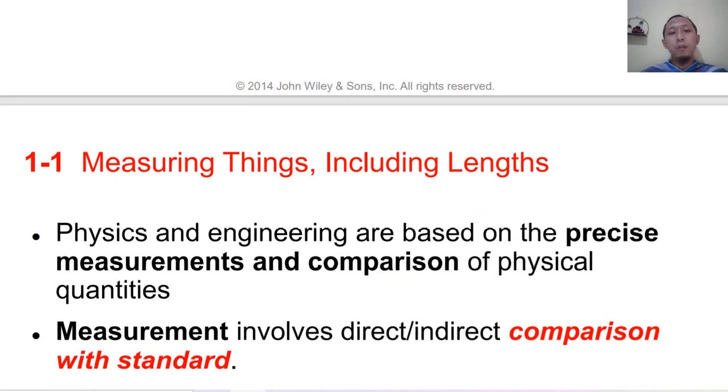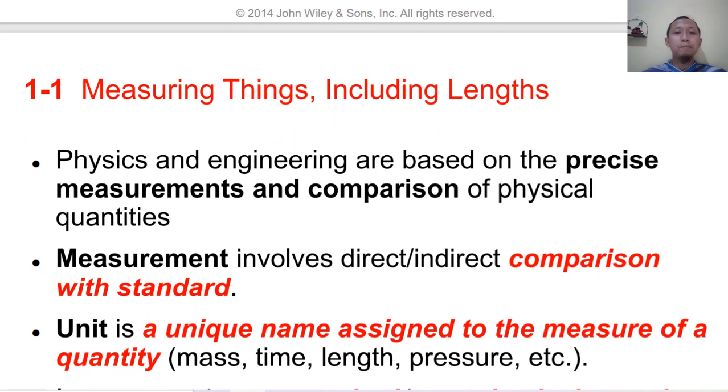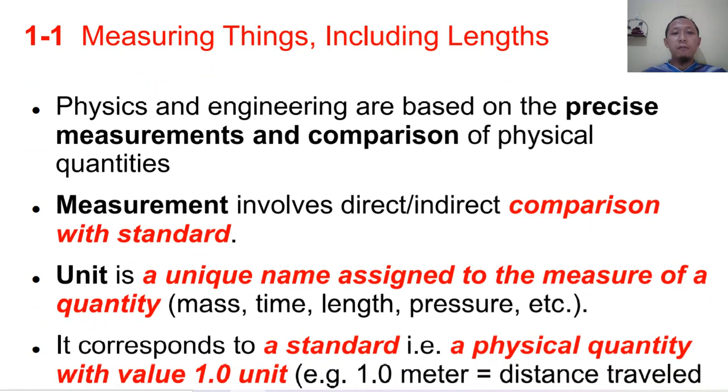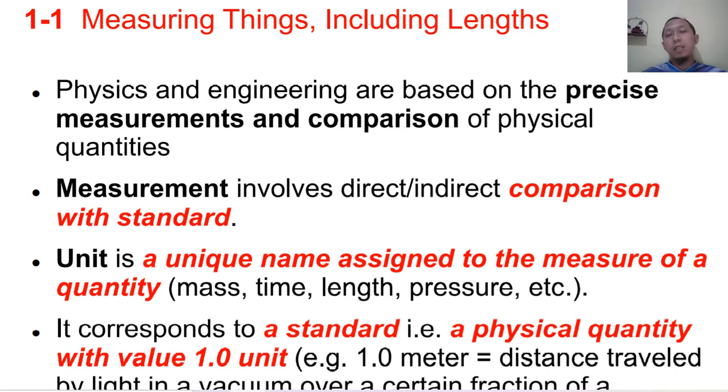So we will start with chapter 1.1. Physics and engineering are based on the precise measurements and comparison of physical quantities. So measurement is the comparison with a standard. It means that if we want to measure something, we have to compare it with the standard.